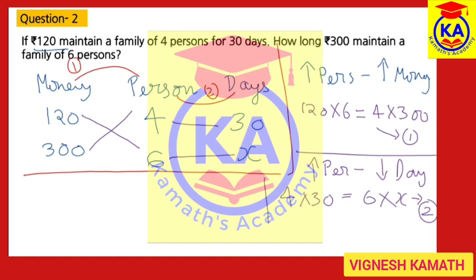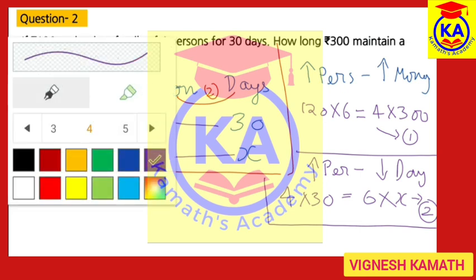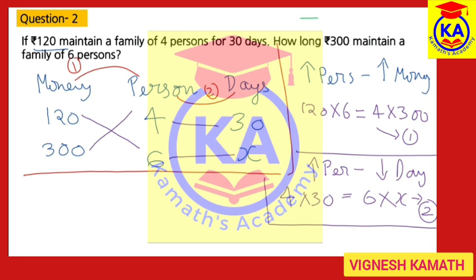Now what you have to do is combine equations 1 and 2. Remember this step. From equation 1 you get 120 into 6, and 6 is common here, into x. 120 into 6 is given in the first equation, and 6 into x is given here. Only one 6 is there.